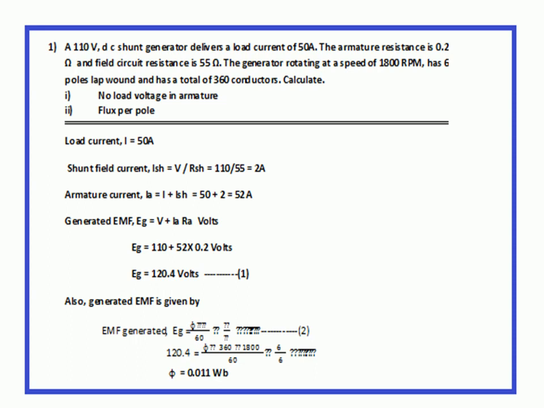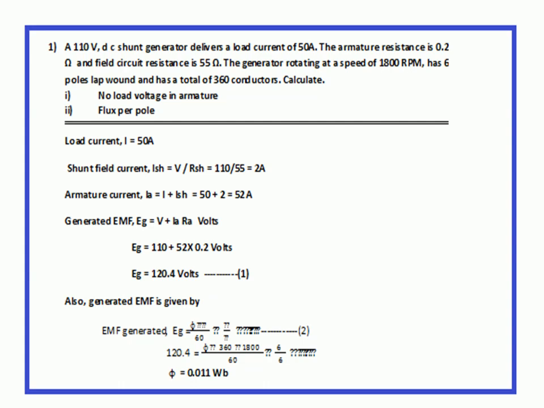Now you have to see the second type of problems. A 110 volts DC shunt generator delivers a load current of 50 ampere. The armature resistance is 0.2 ohms and the field circuit resistance is 55 ohms. The generator, rotating at a speed of 1800 rpm, has 6 poles and a certain number of total conductors. You have to write down the data. The generator generates the voltage and supplies it to the load. What is the current flowing across the load? It is referred to as load current, IL equal to 50 ampere.